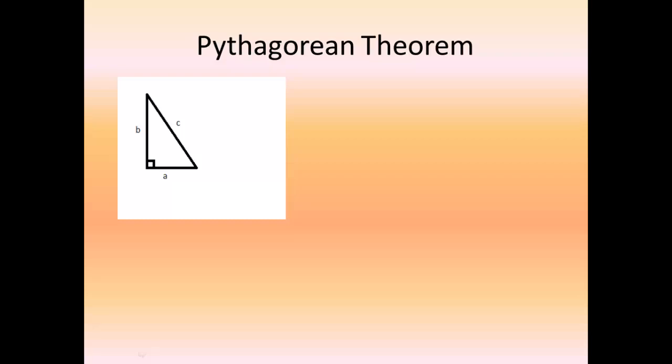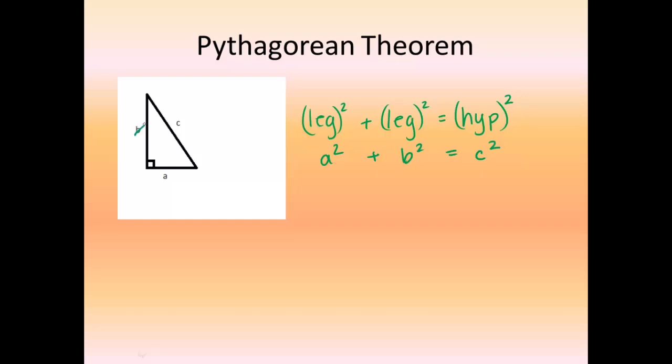Our Pythagorean theorem states that for a right triangle, which is very important, it must be a right triangle for the Pythagorean theorem to be used, the sum of the legs squared will equal the hypotenuse squared. So if we were to use the values on this particular triangle, we would have a squared plus b squared equals c squared.